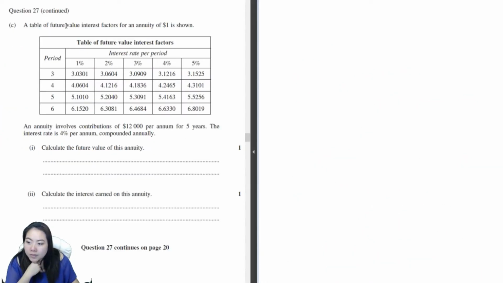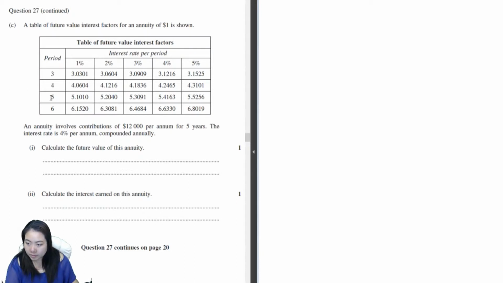C. A table of future value interest factors for an annuity of $1 is shown. Interest rate 1 to 5%, periods 3 to 6, what? Doesn't say. Anyway. An annuity involves contributions of $12,000 per annum, or per year, for 5 years. The interest rate is 4% per annum, compounded annually. Alright, everything is annual, so that's good. Calculate the future value of this annuity for 1 mark.